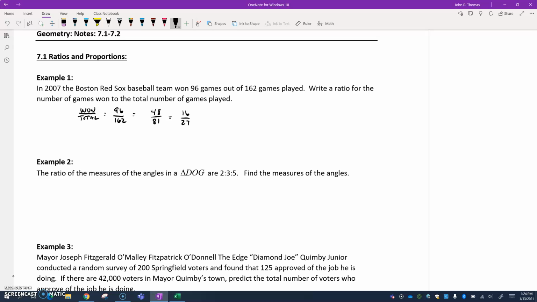Now, there's several ways we can write ratios. We can write it as a fraction, 16 to 27. We can write it with a colon in between, so 16 to 27. Or we can just write it out in words, 16 to 27. All of those are equivalent ways to write it. The one that we're going to find the most useful in this class is writing it as a reduced fraction. That's going to be the most beneficial in the problems where we actually use it.